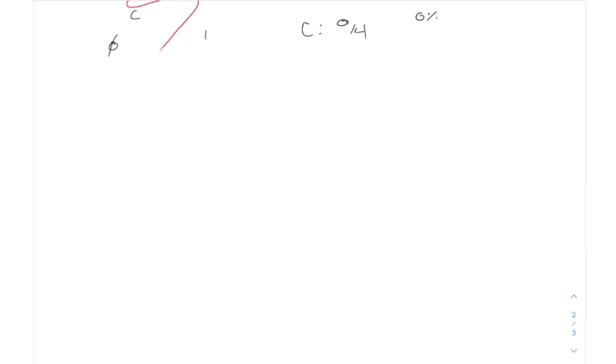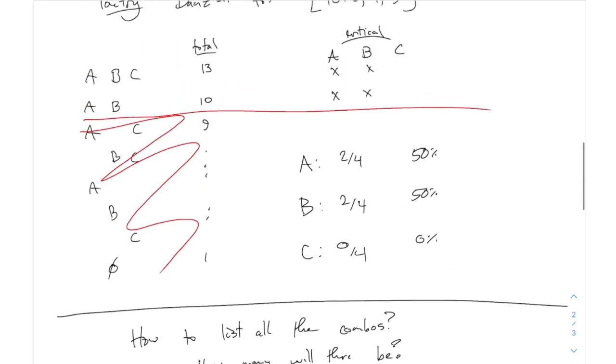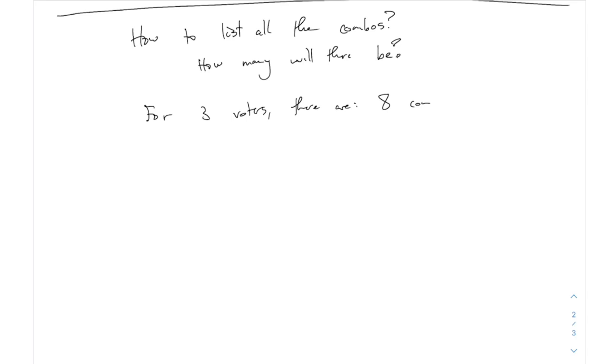I wanna talk briefly about how to list all the combinations, and in particular, how many will there be? Well, for 3 voters, A, B, C, we just did this twice. There's 1, 2, 3, 4, 5, 6, 7, 8 rows when there are 3 voters. So for 3 voters, apparently there are 8 combinations.